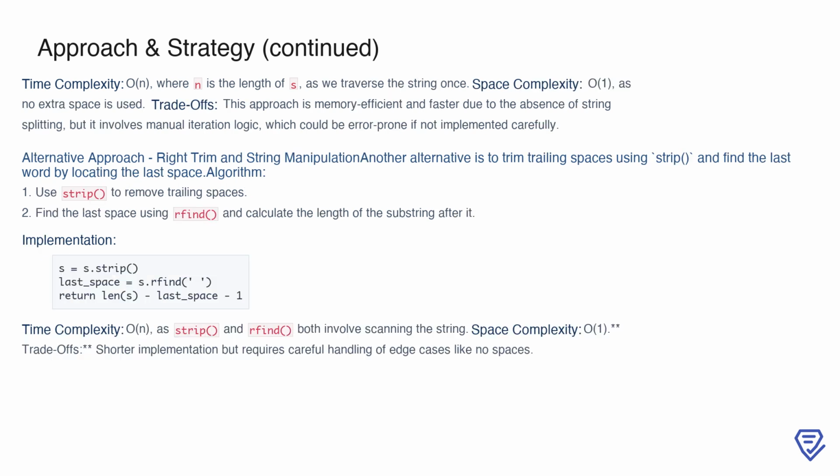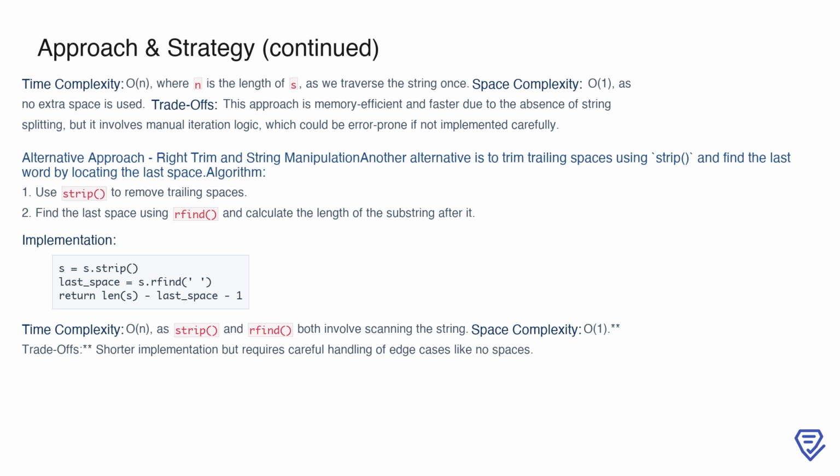The reverse iteration approach is not only memory efficient but also operates with a time complexity of O(n) as it scans the string once from end to start. Its space complexity is O(1) since no additional data structures are created. This makes it a highly efficient solution. However, this approach does come with its own challenges, as it involves manual iteration logic. While this logic avoids unnecessary overhead, it can be prone to implementation errors if not handled carefully.